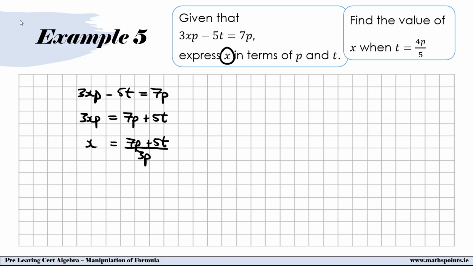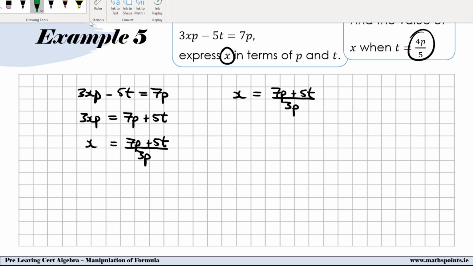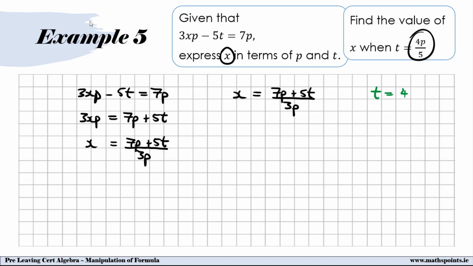The second part of the question then said to find the value of x when t is 4p over 5. So I'm just going to write down my new equation again. So x is equal to 7p plus 5t over 3p. And I'm just going to sub in a value for t. I've been told that t is 4p over 5. So x is equal to 7p plus 5 times 4p over 5 all over 3p.